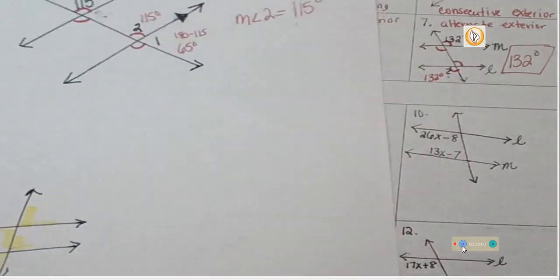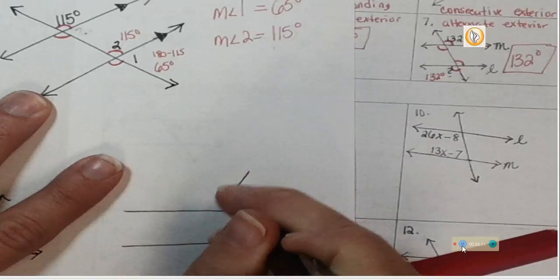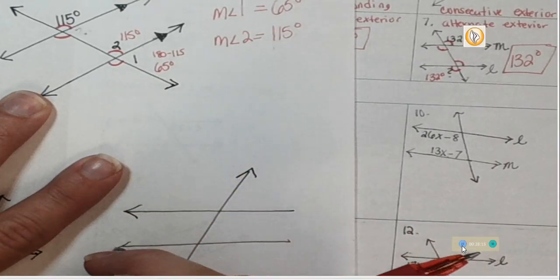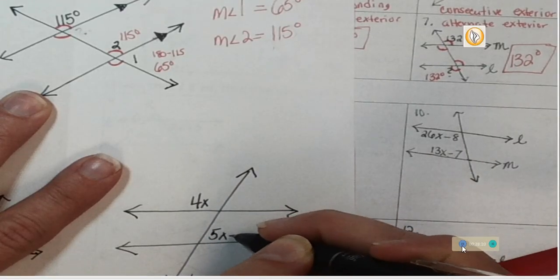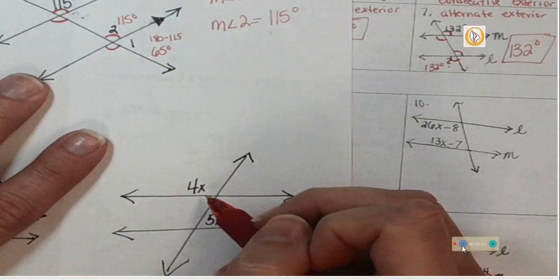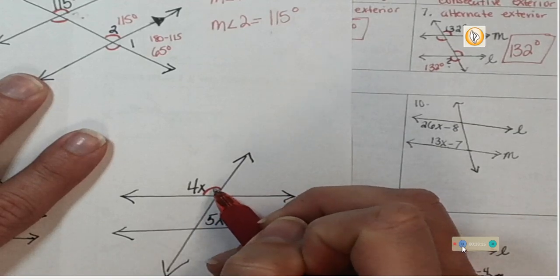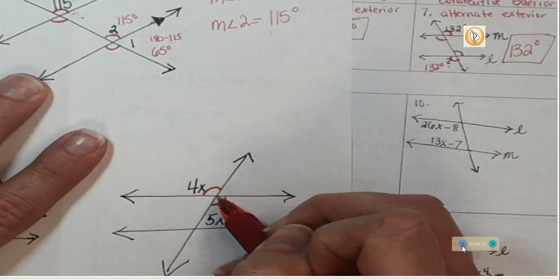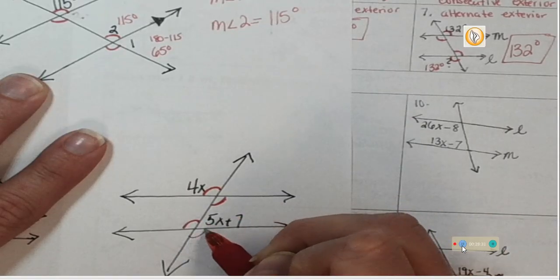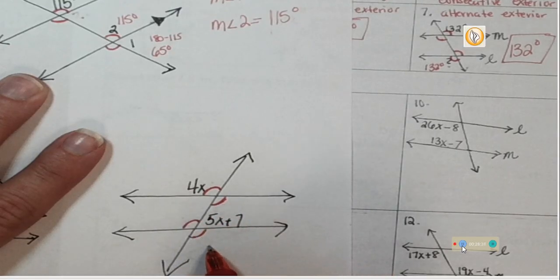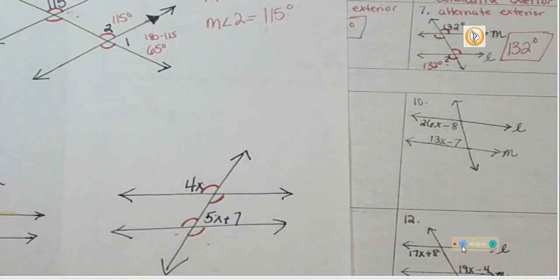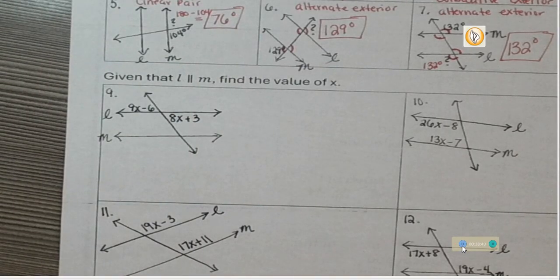If you give me a set of parallel lines cut by a transversal, and you tell me this is 4x and this is 5x plus 7, I'm going to start with one of them and zigzag across my transversal, across the transversal, across the transversal. Everything that is marked is congruent. Everything that is not marked is congruent to each other. If I have one that's marked and one that's not, they add to 180. That is just my tip of how I work these.